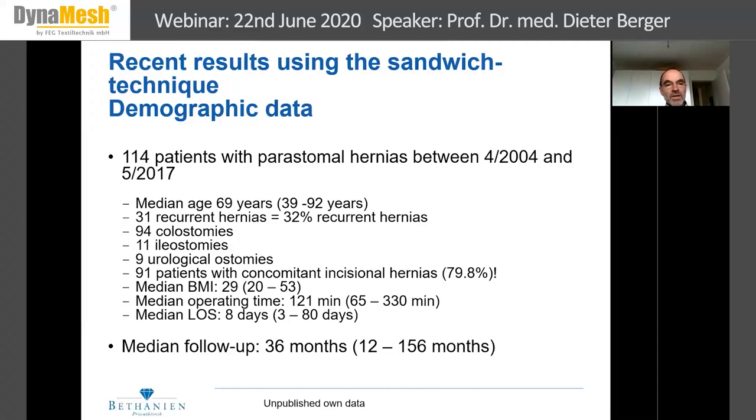We have done this procedure in 114 patients, in patients with colostomies, ileostomies, as well as urological ostomies. Most of these patients, 80%, had concomitant incisional hernias. That may be a problem of the definition. Median BMI of 29, median operating time 121 minutes, not always 4 to 6 hours like in this case. The median follow-up was 36 months.